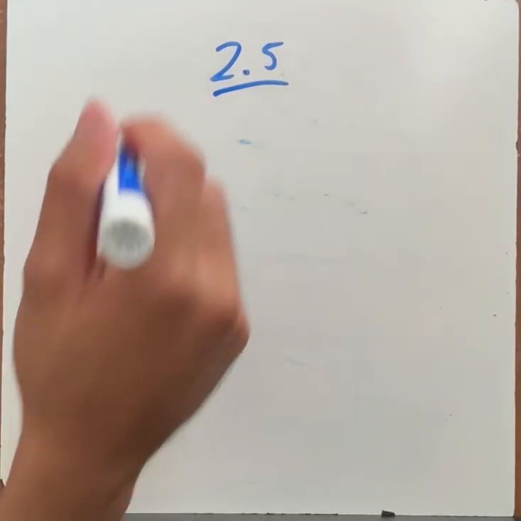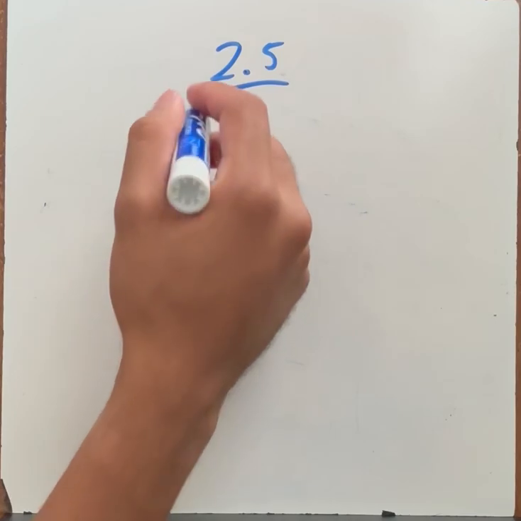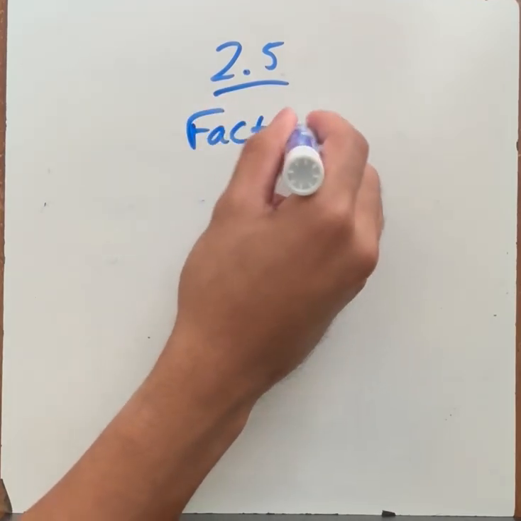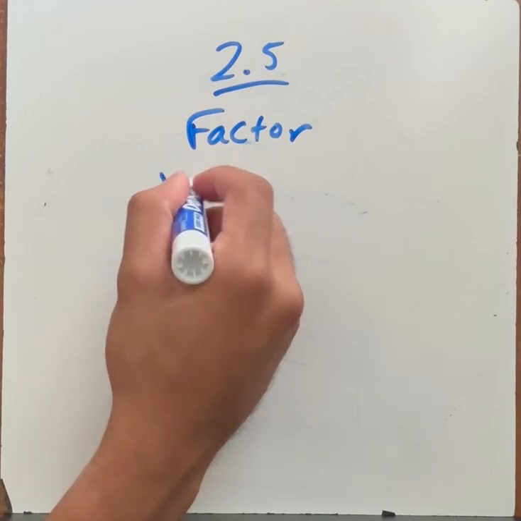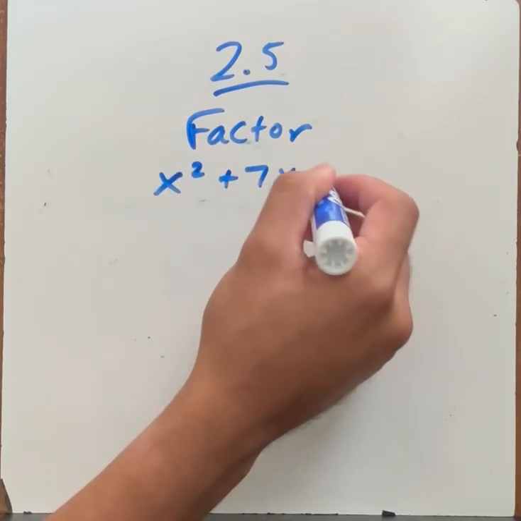All right, let's go and take a look at some questions from 2.5. So in 2.5, we're being asked to factor something that looks like this: x squared plus 7x plus 10.